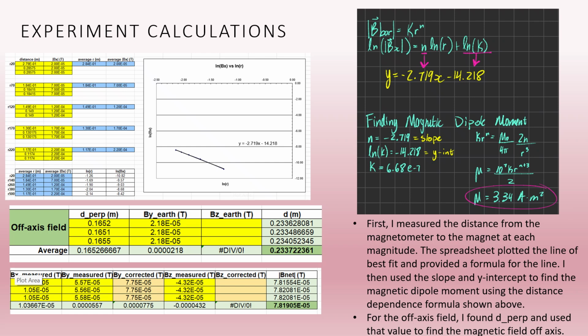Now to do my experiment calculations, first I measured the distance from the magnetometer to the magnet at each magnitude. The spreadsheet plotted the line of best fit and provided a formula for the line. I then used the slope and y-intercept to find the magnetic dipole moment using the distance dependence formula shown above. For the off-axis field, I found d perp and used that value to find the magnetic field off-axis.